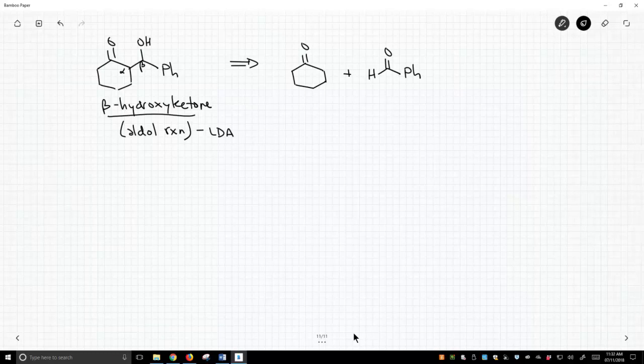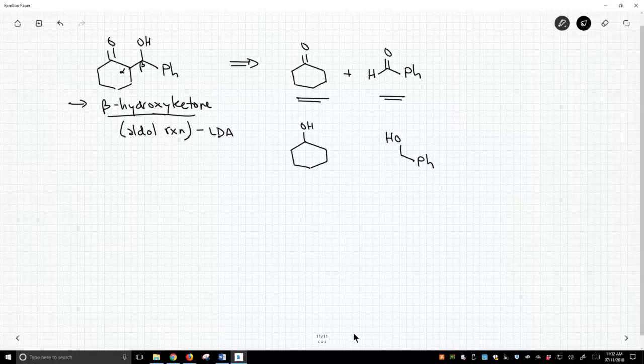But you might be able to see this in different ways. If you were required to make this molecule, this beta hydroxyketone, you may easily go back to these carbonyl compounds. But what if I said you have to start with these alcohols to get to this compound?